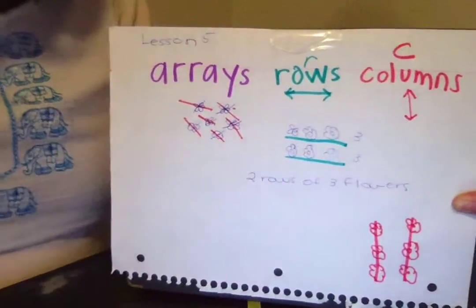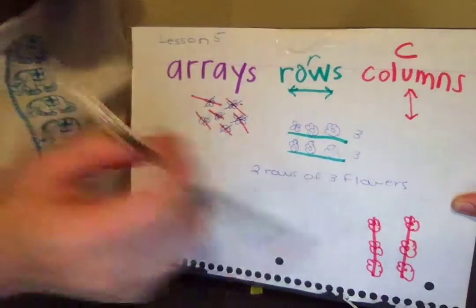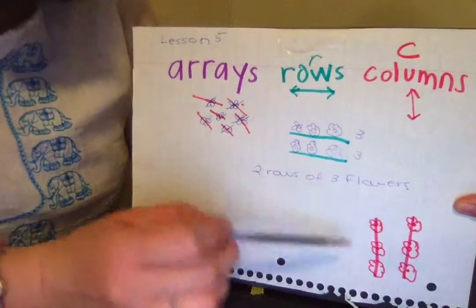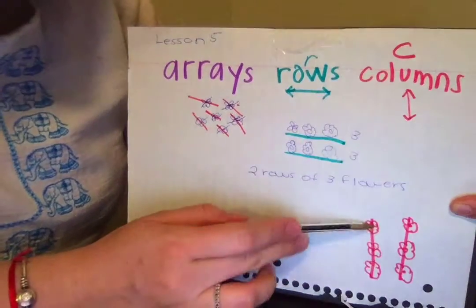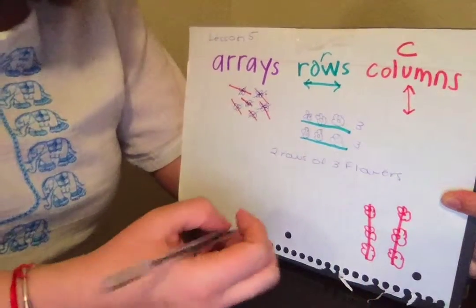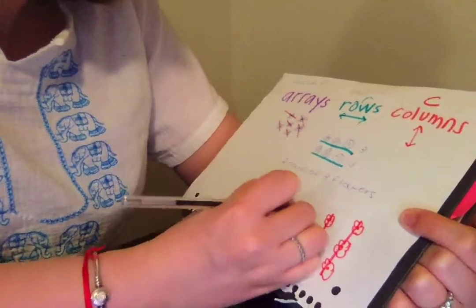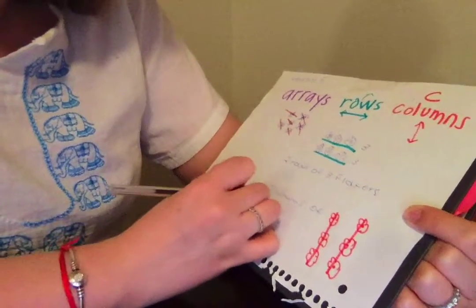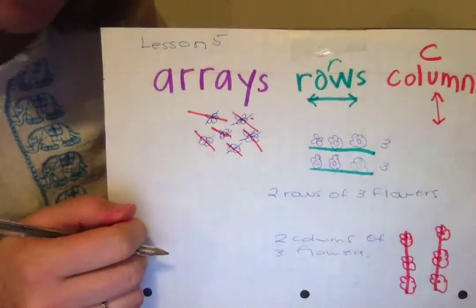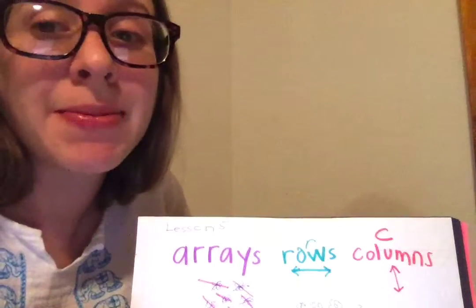All right, so I finished. I crossed each one of them as I was going. And now you see how here in the rows they were going from side to side, but once I went to the columns, I was going up and down. And here I had 2 columns of 3 flowers. Okay?